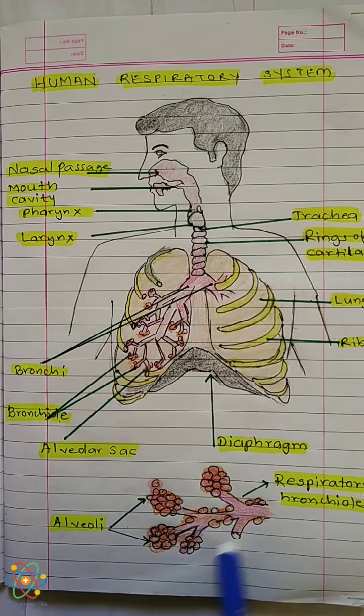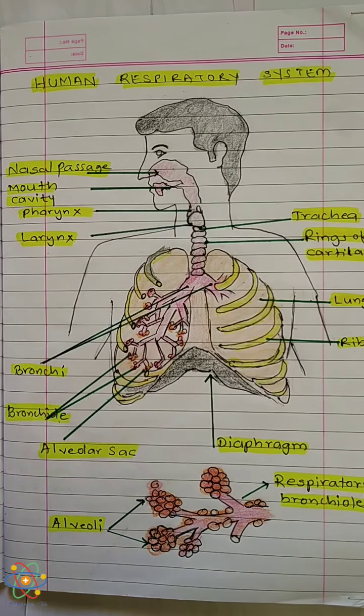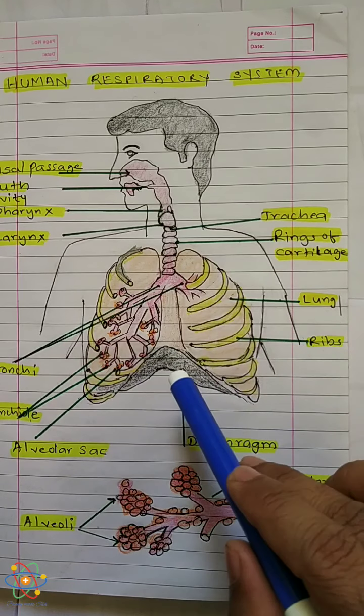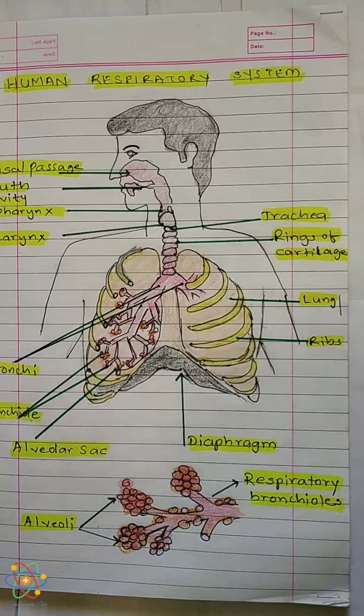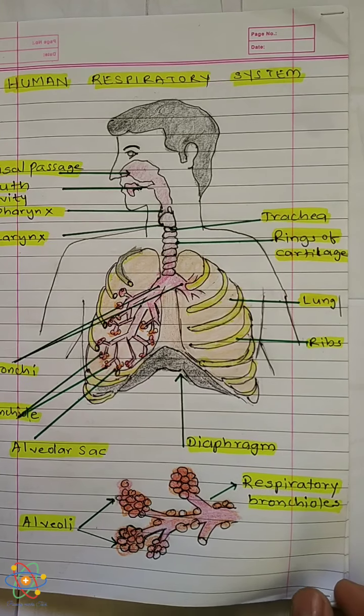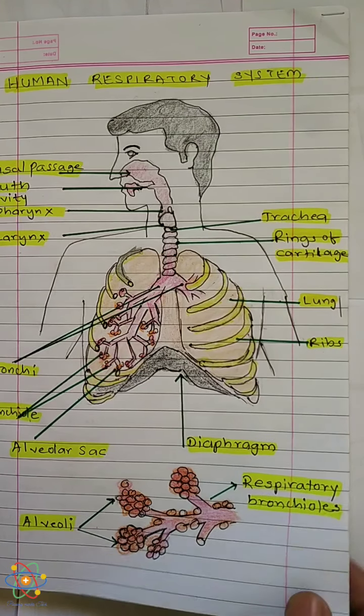This is the detailed structure of the alveolus. In alveoli, a balloon-like structure is present, and this balloon-like air sac helps in the better exchange of O2 and CO2 between the lungs and the blood vessel. This is the structure of the ribs, and ribs provide protection to our lungs, and this is called the diaphragm. Diaphragm separates the lungs and our digestive organs. Let us study the human respiratory system step by step.